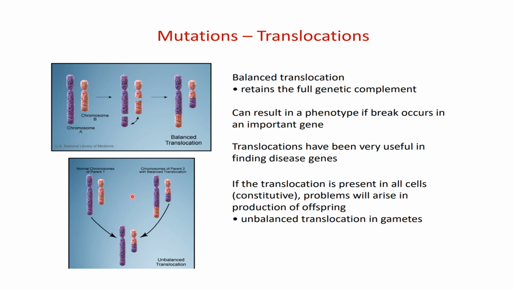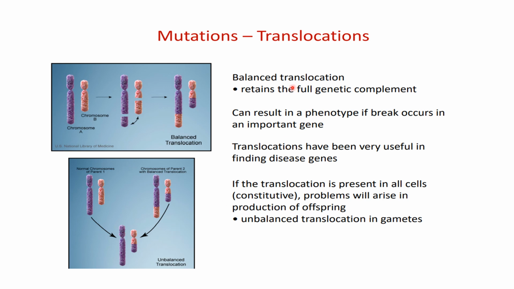On the other hand, unbalanced translocation means this is a normal chromosome of parent 1 and the chromosome of parent 2 with balanced translocation. See this unbalanced one. It is getting one balanced translocation from parent 2 and one normal chromosome from parent 1. So this is called unbalanced translocation.